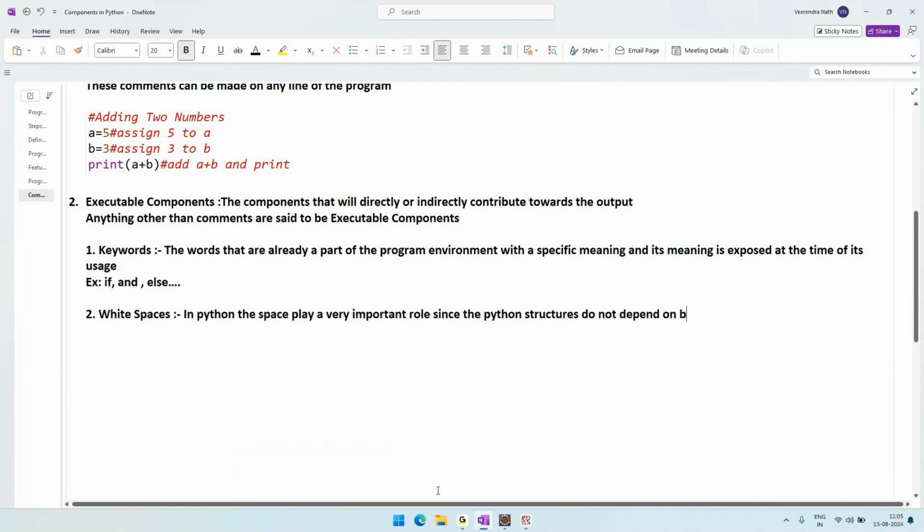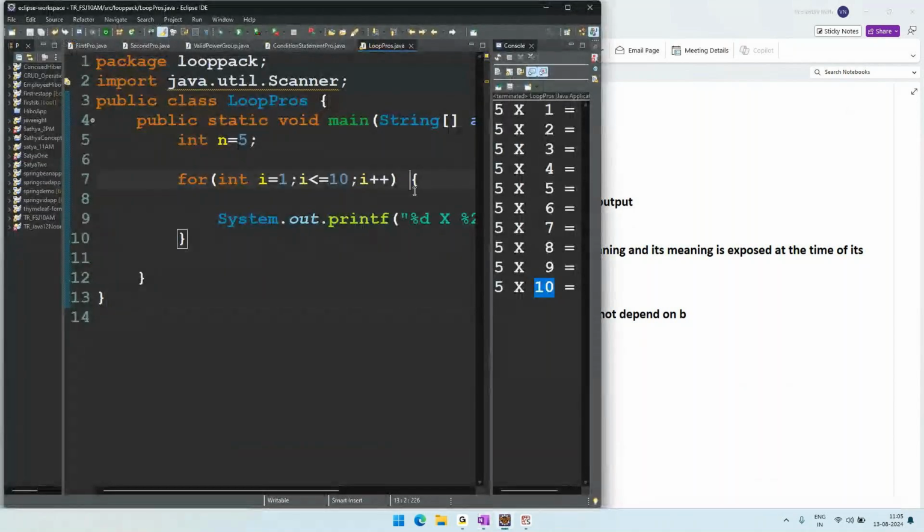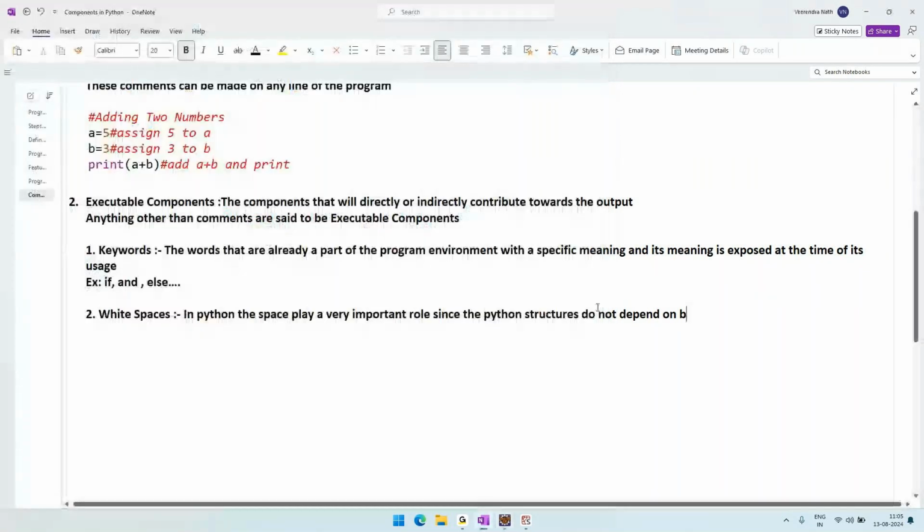For example, take a Java program. In a Java program we have blocks. Those blocks do not exist in Python. So Python does not depend on blocks like in C, Java, etc. It requires an indentation.